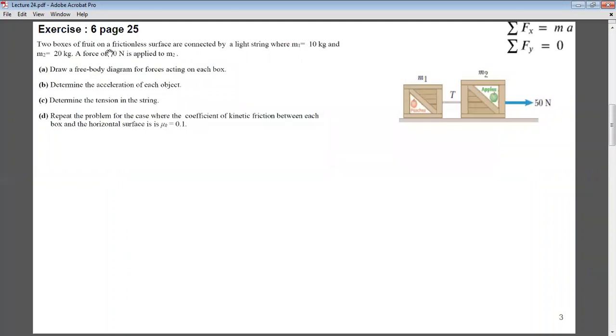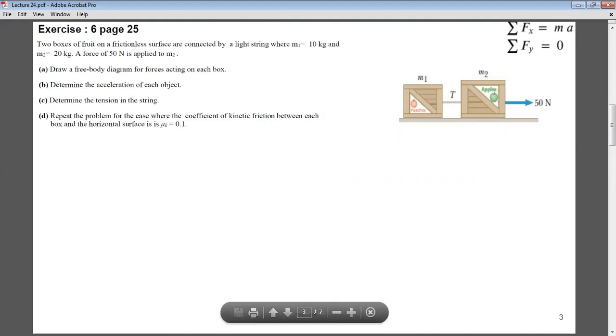Two boxes of fruits on a frictionless surface are connected by a light string, where M1 equals 10 kilograms, M2 equals 20 kilograms. A force F equals 20 Newtons is applied on M2. The first part is to draw a free body diagram for forces acting on each box.